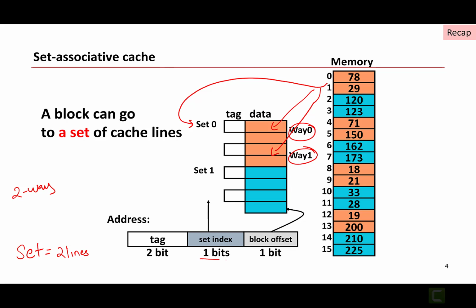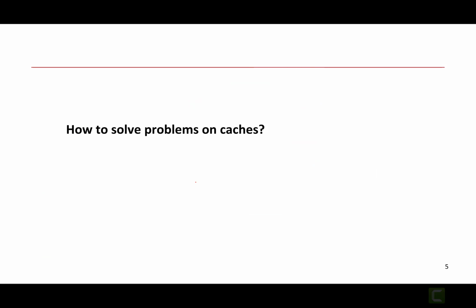Now the set index is again going to be determined by how many sets you have. The only difference now is the number of cache lines within a set is different. Alright, so now let's go through a few general strategies for how we can solve problems in caches.